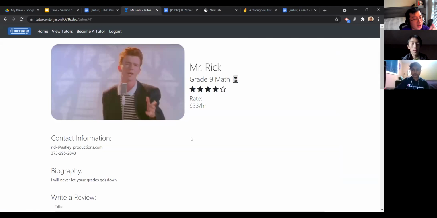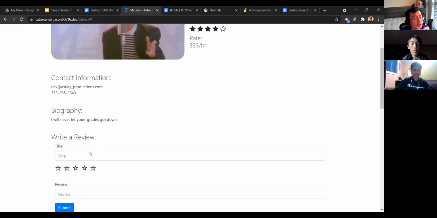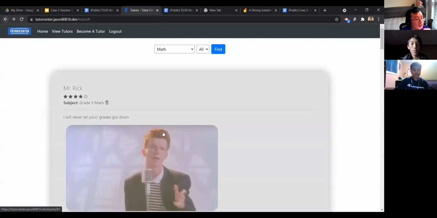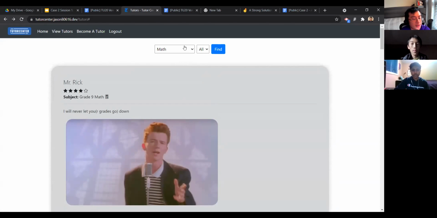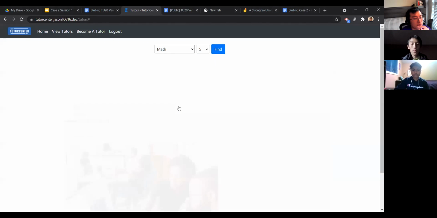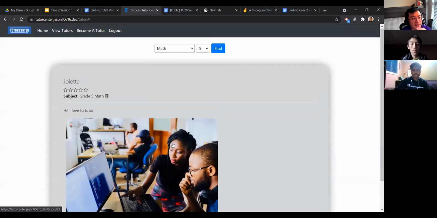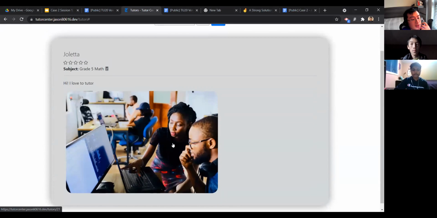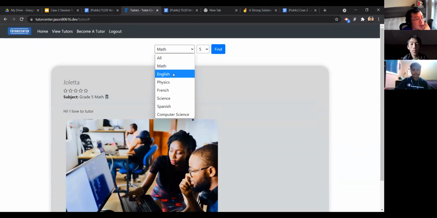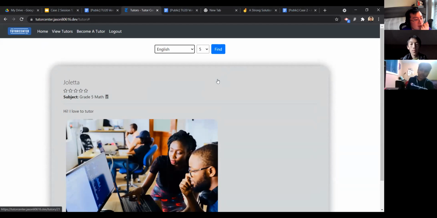Yeah, so you saw how Amog filtered out all the tutors. He wanted math tutors specifically. You saw in the drop down right there, and you click the find button to actually filter out all of those tutors. That's not something that we expect you guys to do by the end of this case. This is more of a backend kind of thing, a JavaScript kind of thing.